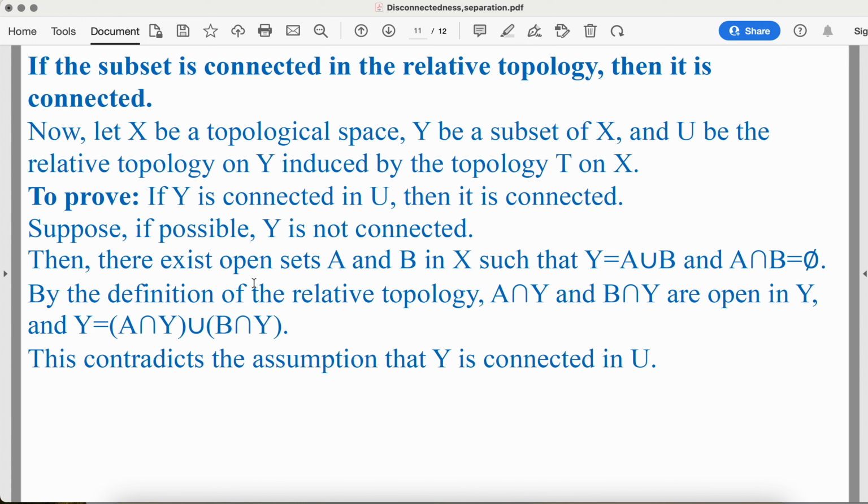It means if the subset is connected in the relative topology, then it is connected.